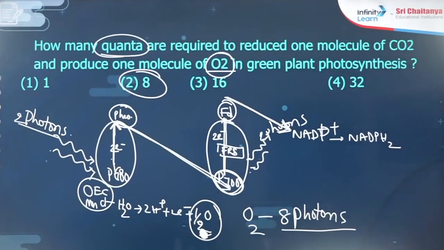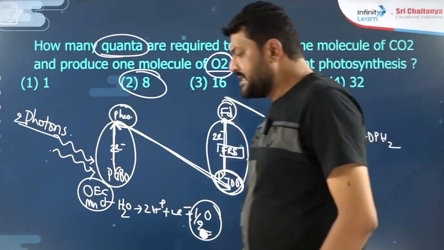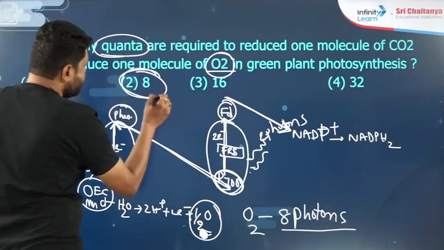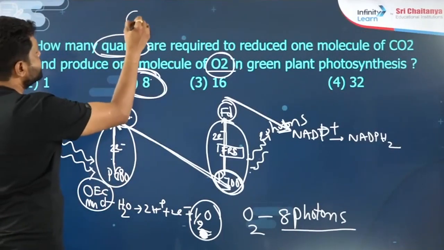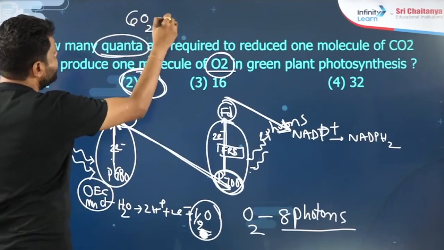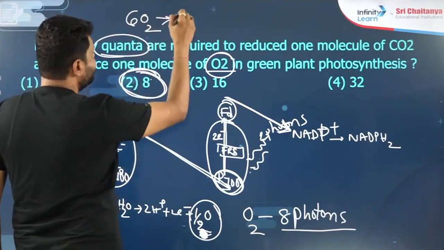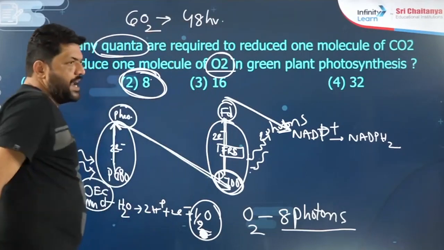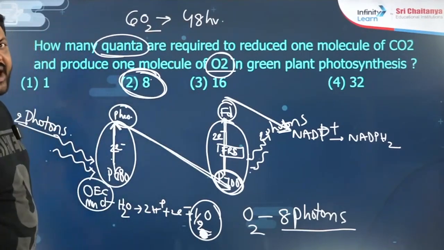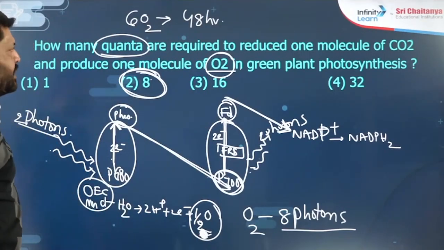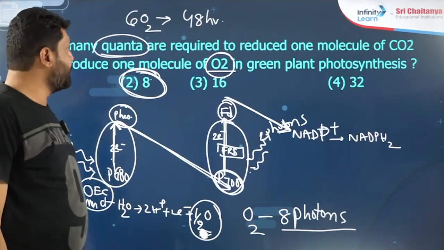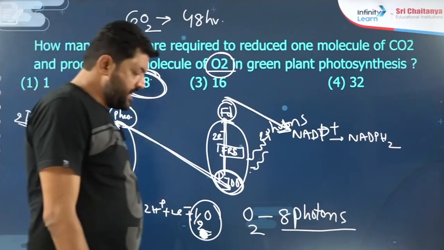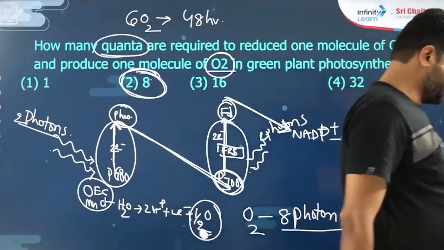Here we can make one more question. What is that question? If 1 O2 requires 8 photons of light, in photosynthesis 6 O2 is released. So how many photons of light are required? 48 hν. 48 photons of light are essentially required for liberation of 6 O2 in the light reaction of photosynthesis.